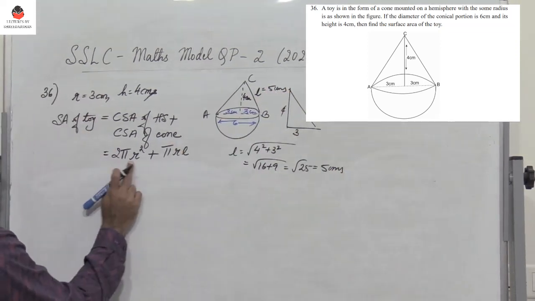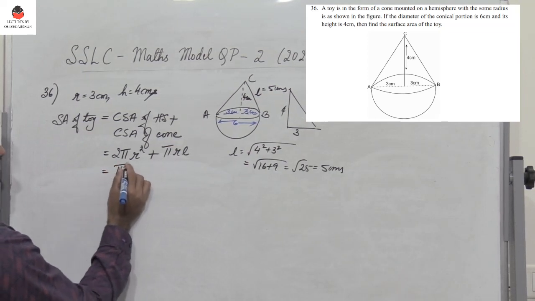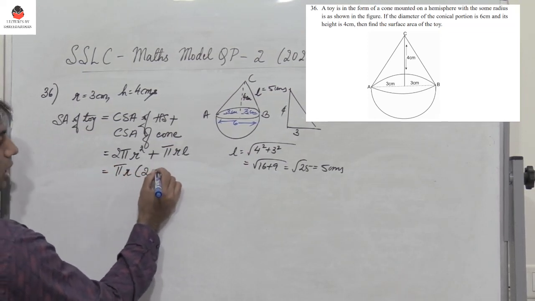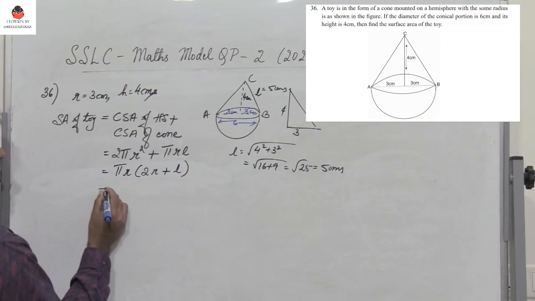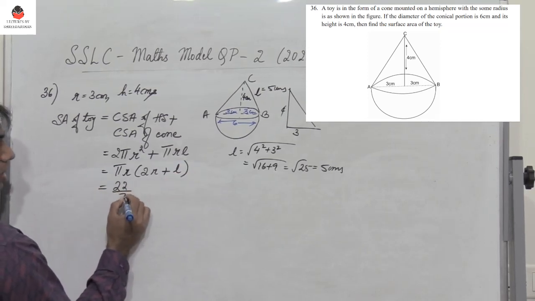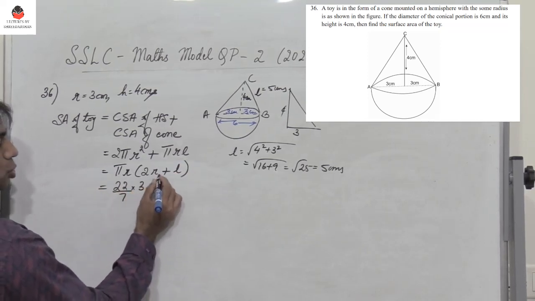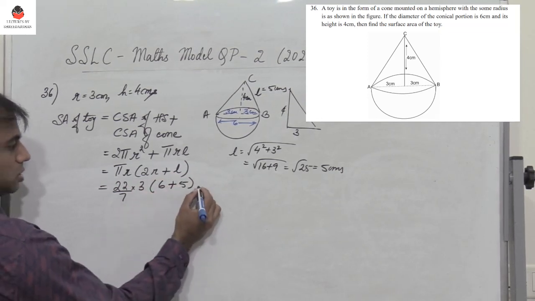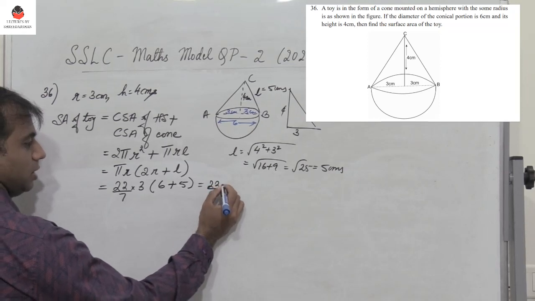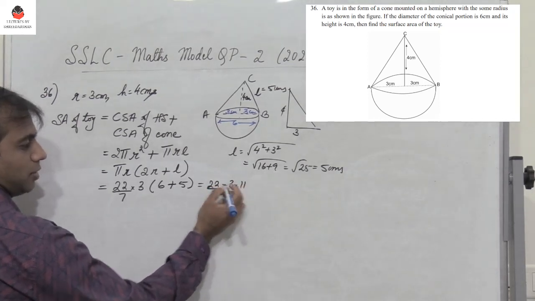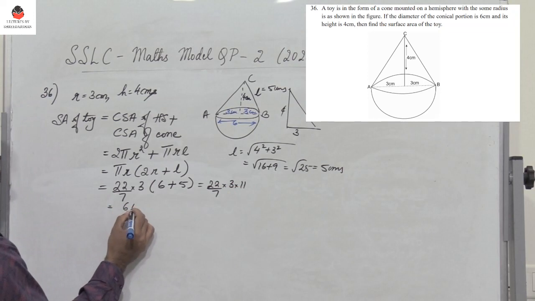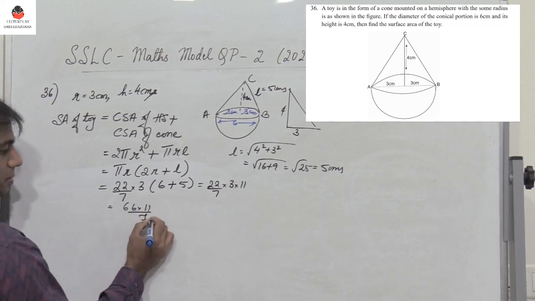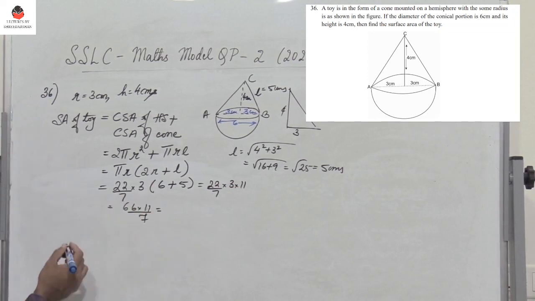So we know that these two expressions, what is common? Pi r is common. So I have pi r into 2r plus L. So pi is 22 by 7 into r is 3, into 2 into 3 is 6 plus L is 5. Right? So we get 22 by 7 into 3 into 11. So I have 66 into 11 by 7. So what is 66 into 11?